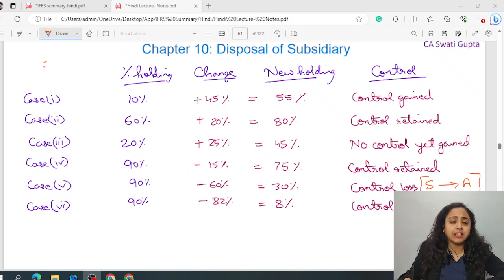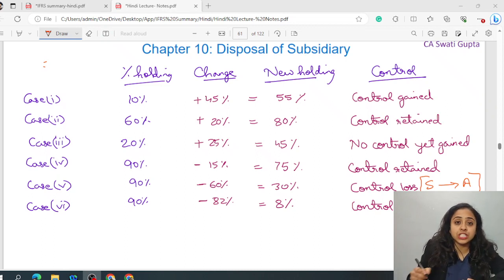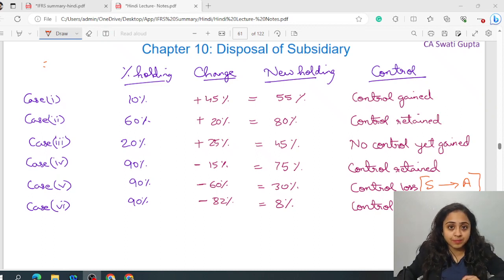Similarly, for example, currently the investor is having 60% holding in a particular entity. Now it decides to acquire 20% more holding. This means now the holding percentage is 80%. Initially there was majority, there was control, and now after acquisition there has not been any change in control. Instead, the control has been sustained, has been retained, and therefore this situation is known as control has been retained.